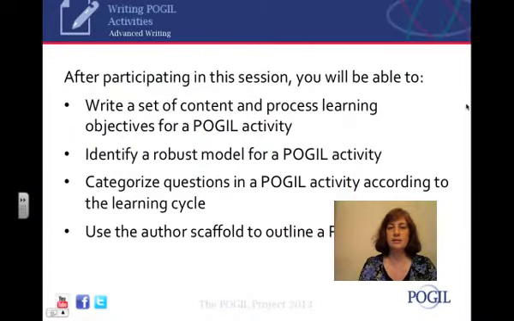So like I said, this is going to be a review session of the previous writing workshops. You'll review how to write content and process goals. You'll look at robust models again briefly. You'll again go over the learning cycle and how to write questions for explore, concept invention, and application. And we'll show another example of the author scaffold.